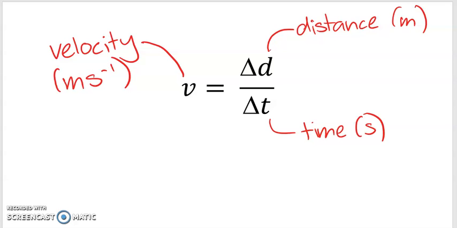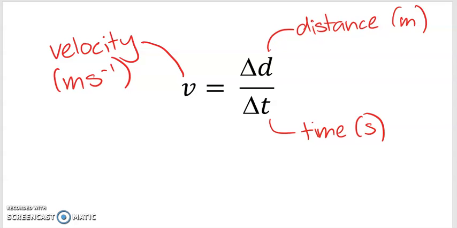Hi again. Since the V equals d divided by t formula shows the relationship between velocity, distance, and time, you can actually use it to work out any of these. For example, you may have been given someone's velocity and time. You can use this information to work out the distance they travelled.